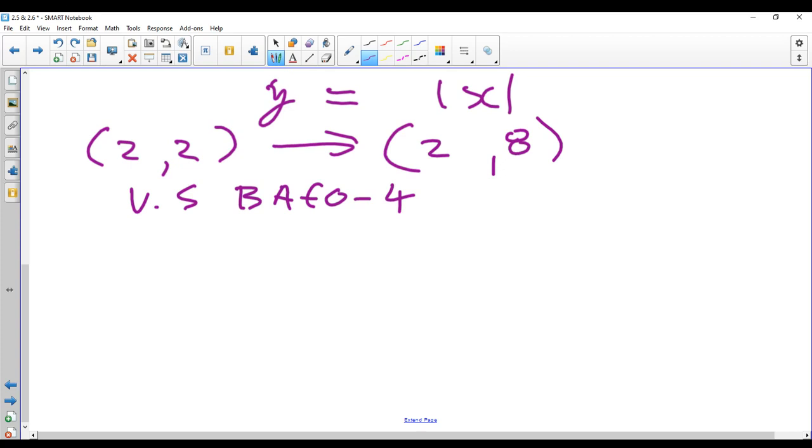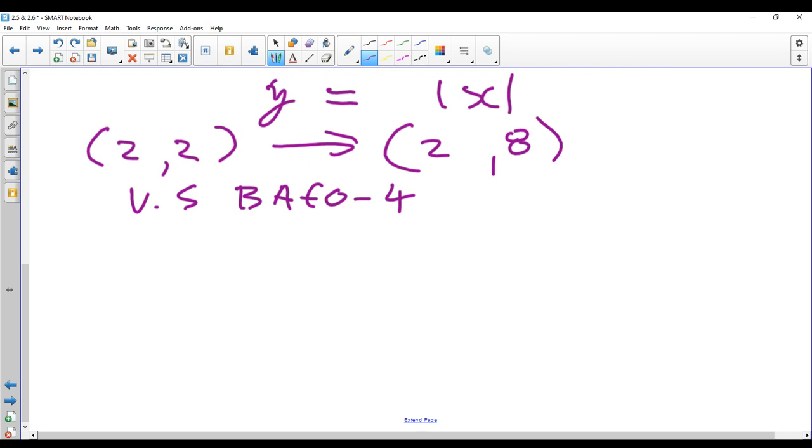Is there anybody who disagrees with that or is not sure where that came from? The 2 remains the same as 2. Didn't do anything to the 2. The other 2, which is a y, got multiplied by 4, which is why it's now 8.